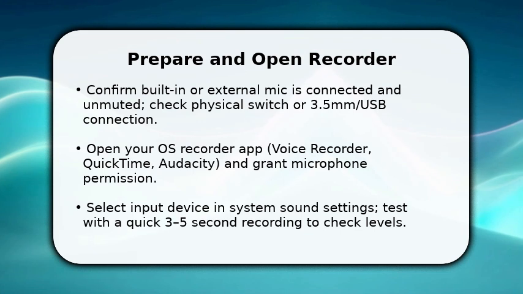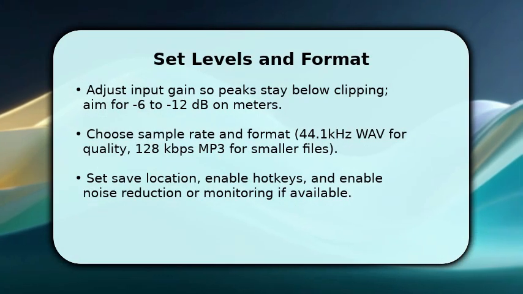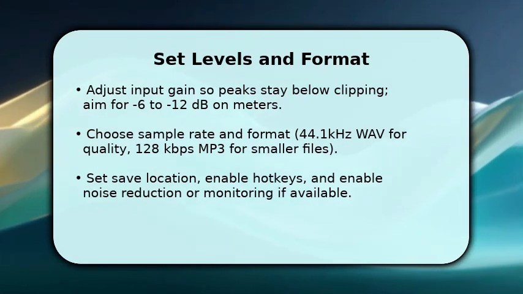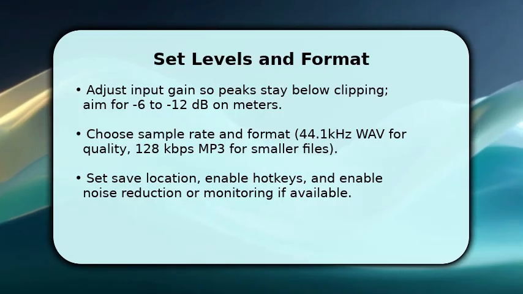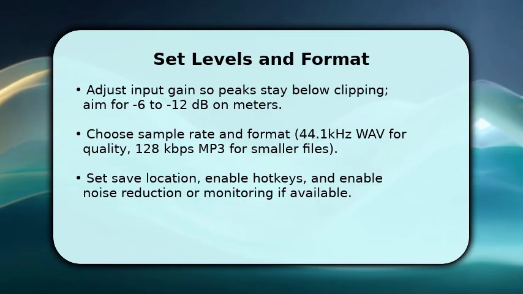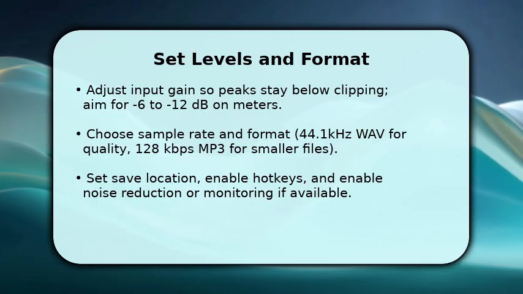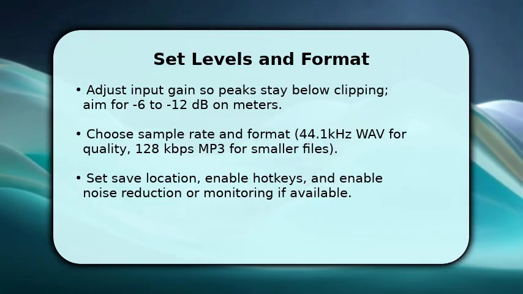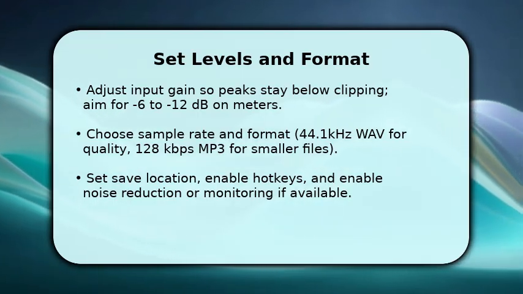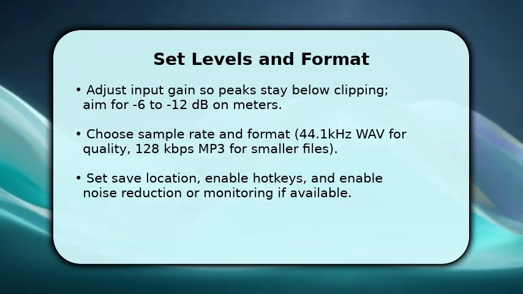You should now focus on capturing clear audio by adjusting input gain so peaks land around -6 to -12 dB. This avoids clipping while preserving headroom. Next, choose your format and sample rate, 44.1 kHz WAV for high quality or 128 kbps MP3 if file size matters, because format affects editing flexibility and storage. Make sure you set a predictable save location. Enable hotkeys like record. You're now ready to finish.